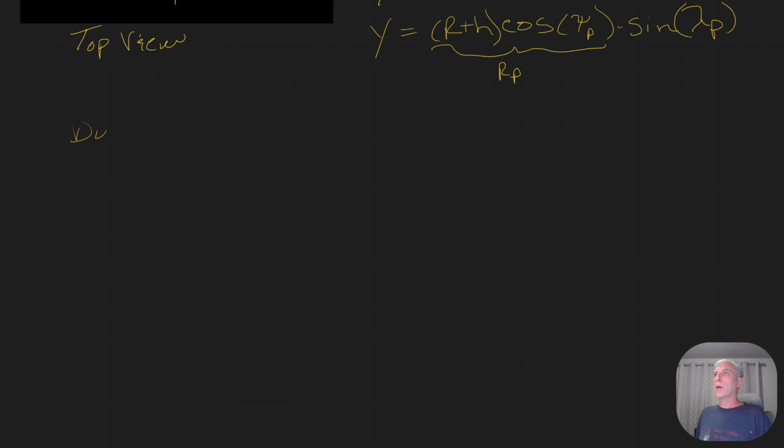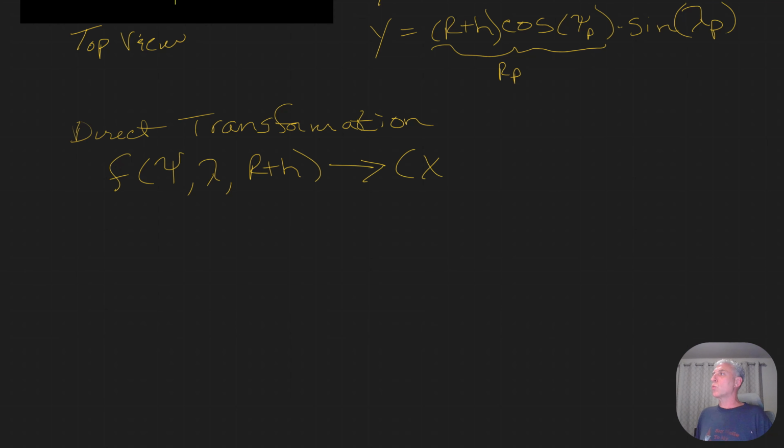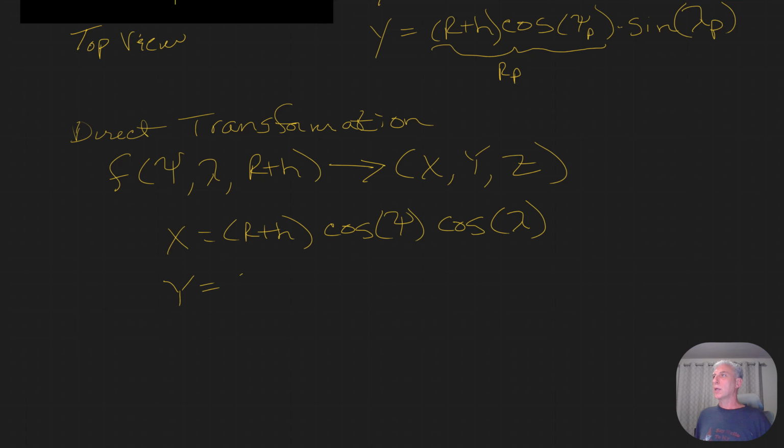So our direct transformation is a function of our latitude, our longitude, and R plus H that takes us to the XYZ coordinate such that x equals R plus H times the cosine of psi times the cosine of the longitude, lambda. Our y is R plus H times the cosine of the latitude times the sine of our longitude.